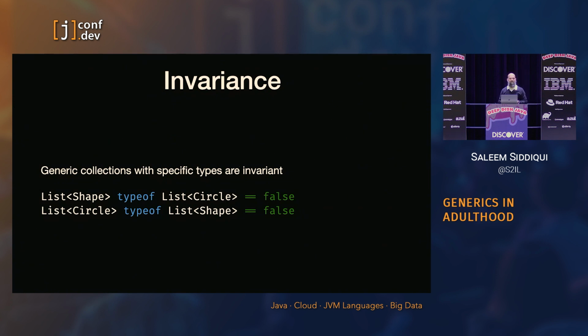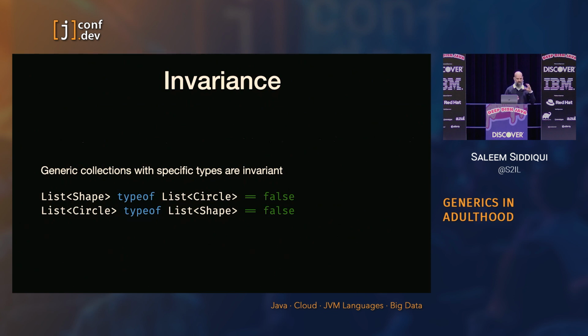But the idea is, in general, and we saw that already, a list of shape is not a type of list of circle, and the other way is also not true. So while a circle is a shape, the second statement is also false. A list of circle is not a list of shape. We saw that already. In general, Java's collections are invariant, type invariant. You can't infer any type information or enforce any type information on collections simply by examining the type of things in the collection. It doesn't transfer over.